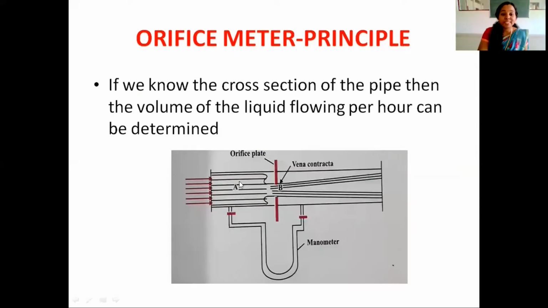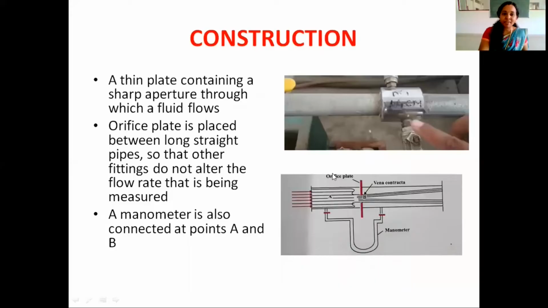If we know the cross section of the pipeline, then we can easily calculate the amount of liquid that is passing through the pipeline per hour. So this is the principle involved in the orifice meter. Move on to the construction part.